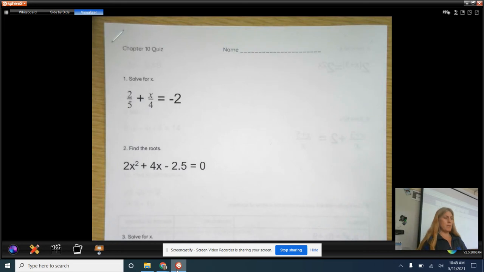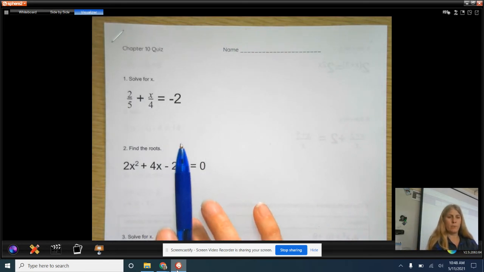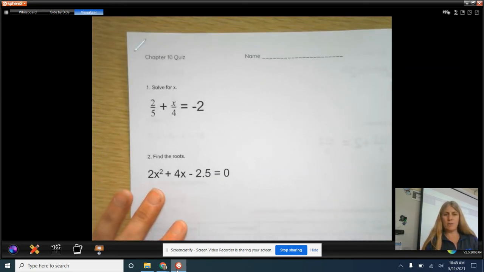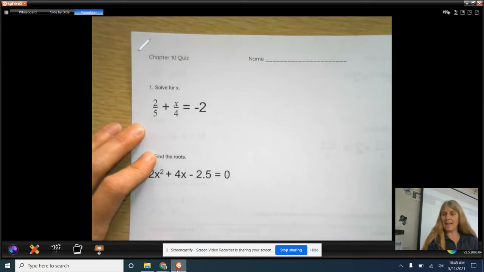So our first problem here is kind of setting us up for fraction busting. Once again, as long as you get the answer, you don't have to do the same technique that I'm using. But this is one technique. And if you didn't get it correct, then I recommend that you go through and solve it the same way that I am, because it's how we learned it during this chapter.